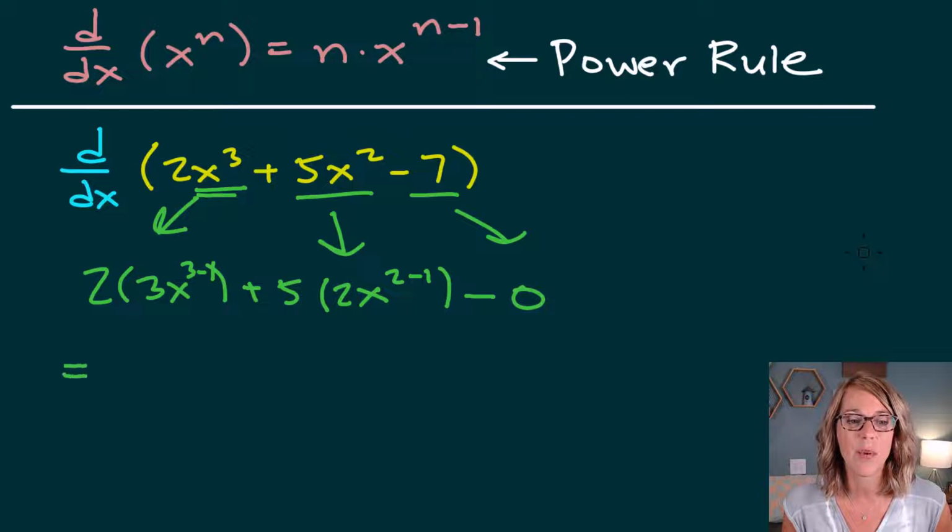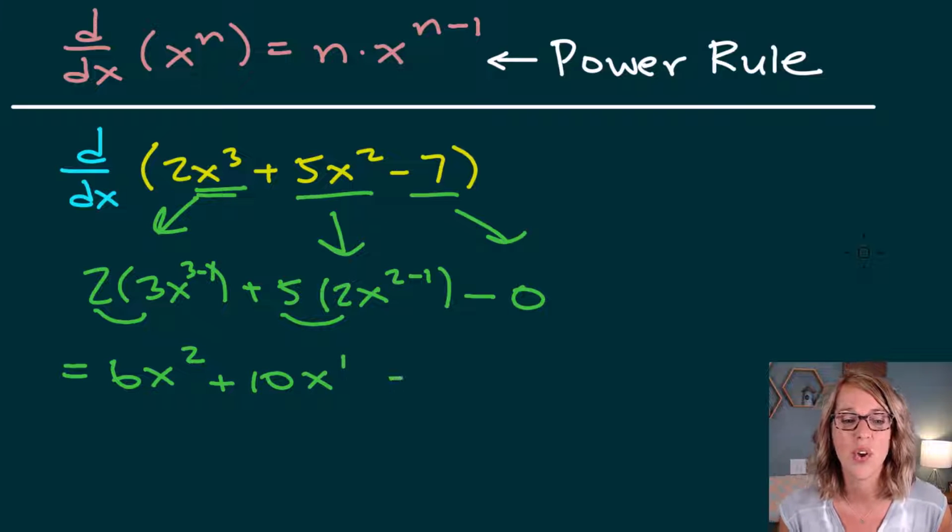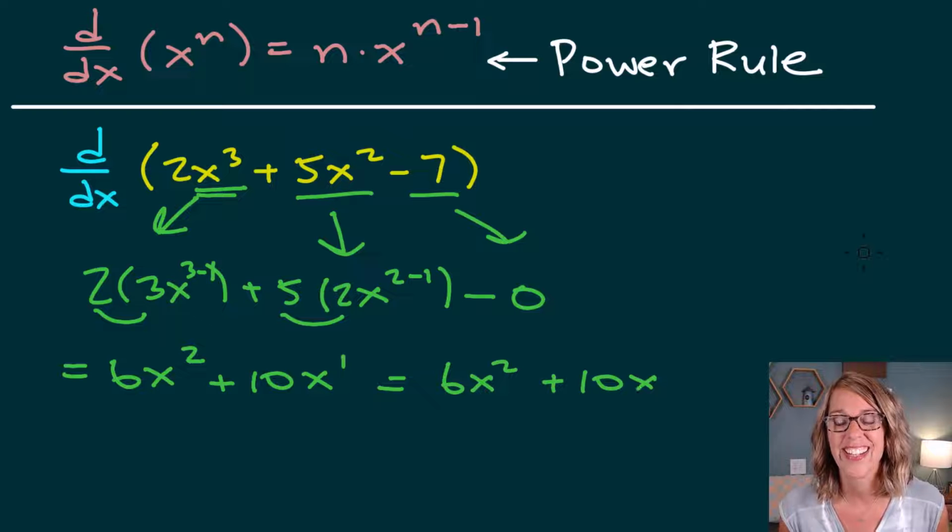If I simplify what we've got, I've got 2 times 3, which is 6. That was an x to the 3 minus 1, which is equal to 2. And now 5 times 2 is 10, so I get 10. And then 2 minus 1 is 1, so I get 10x to the first. Or you can just more simply write that as 6x squared plus 10x. Next, let's take a look at a power of a polynomial.